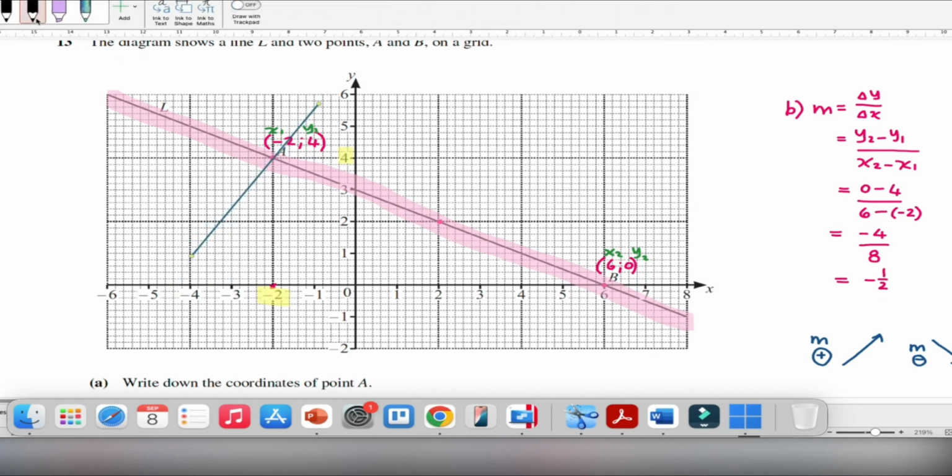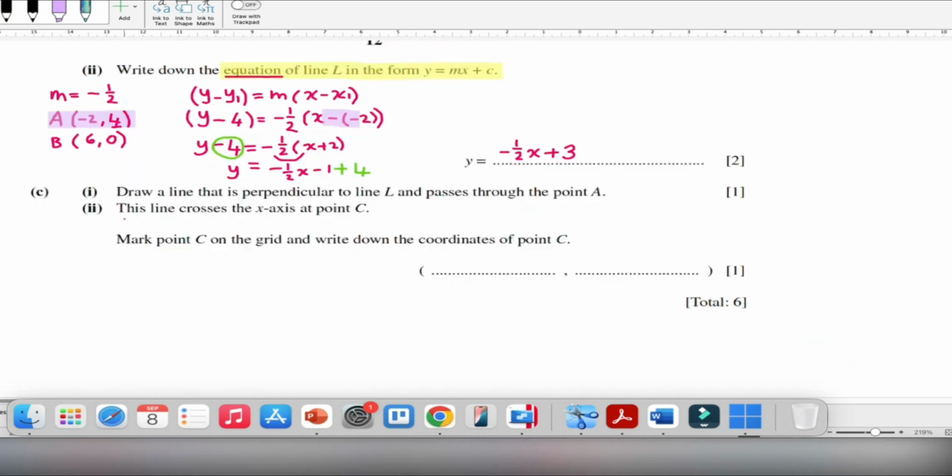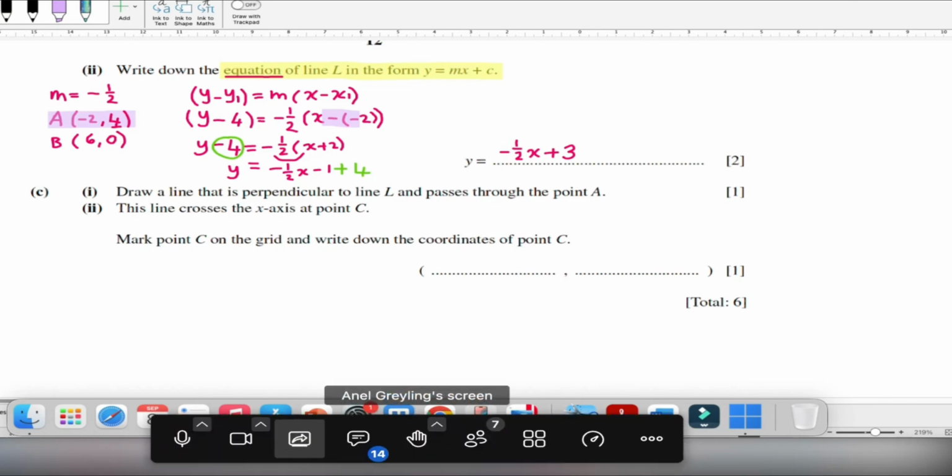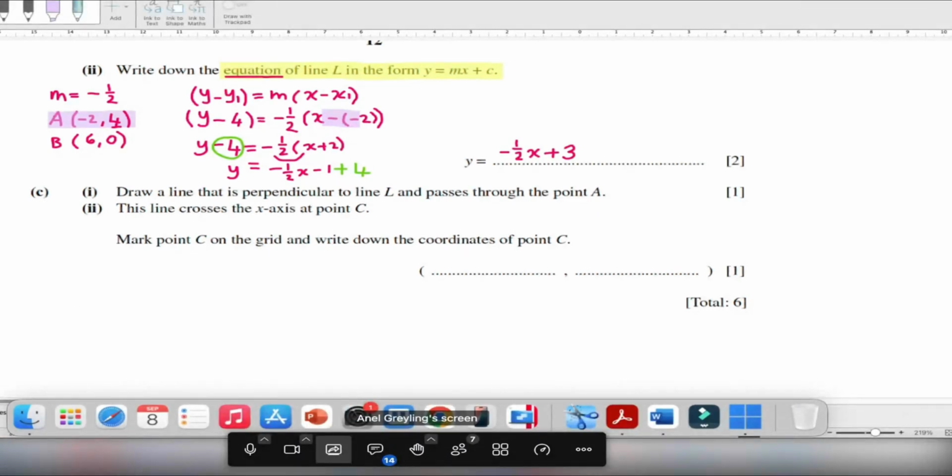So that means this angle over here must be a 90-degree angle. And also remember, when two lines are perpendicular, it means that the product of their gradients must be equal to -1. All right. Then they tell us this line crosses the x-axis at point C. Mark C on the grid and write down the coordinates of point C.